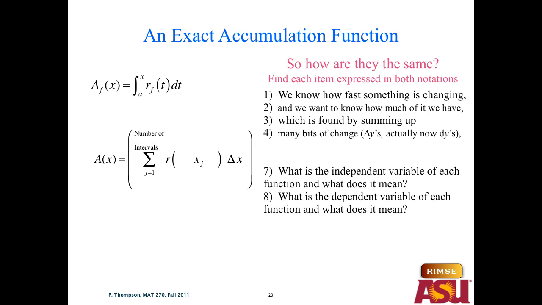We know how fast some quantity is changing at every moment. Where do we see that in the first one? We said R sub f. Agree with that? That's the exact rate of change. And then in the second one? R of x, which is our pretend function, the constant made of constant rates. So there's number 1.